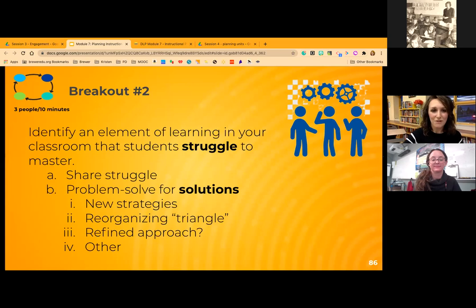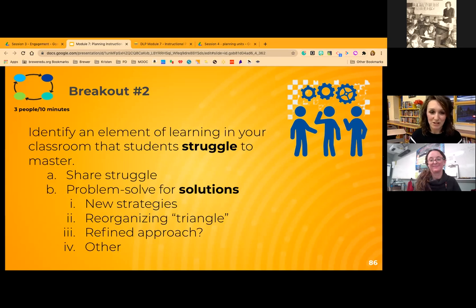So we're asking you now in our final breakout rooms to take the struggle with you into that breakout room. Identify an element in your classroom that students struggle to master. Share that struggle with your colleagues. And maybe based on some of the strategies that you've seen or some of the design that Fisher and Frey are asking us to include in our instruction, demonstrating, collaborating, coaching, practicing, what are some new angles we can work to hopefully solve some of these problems?